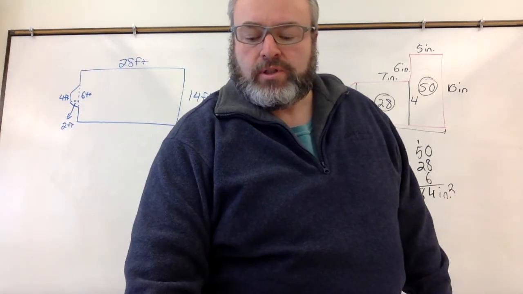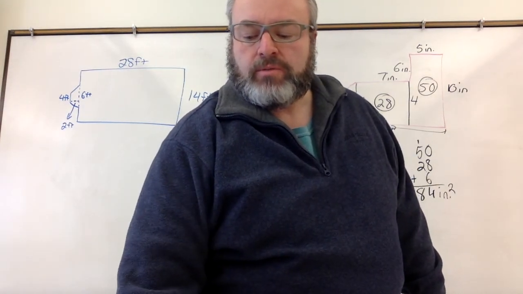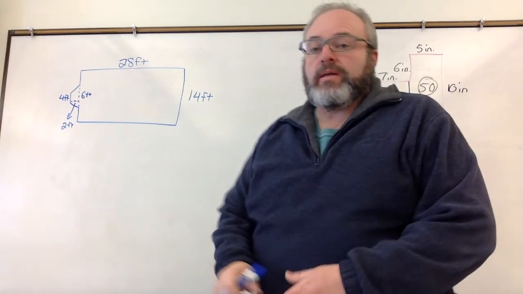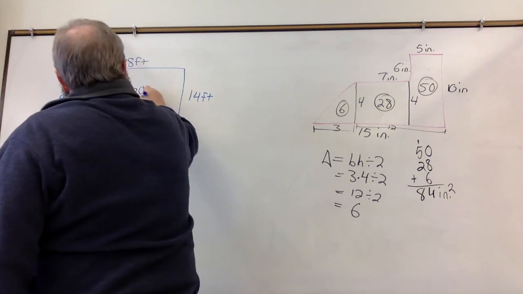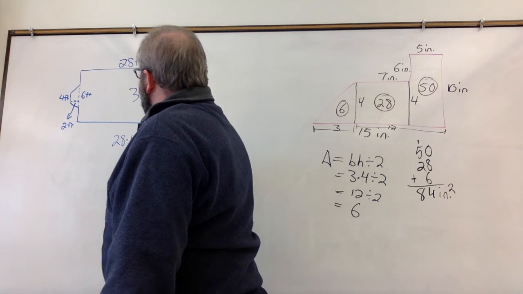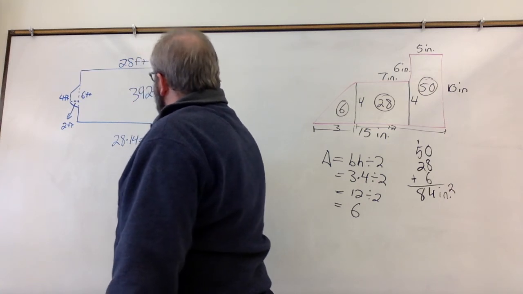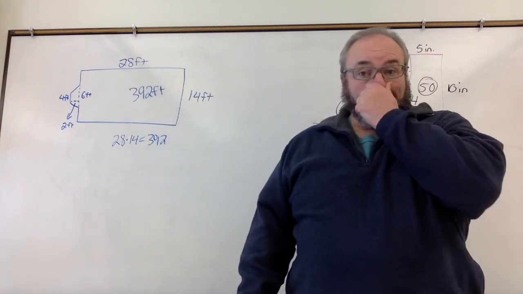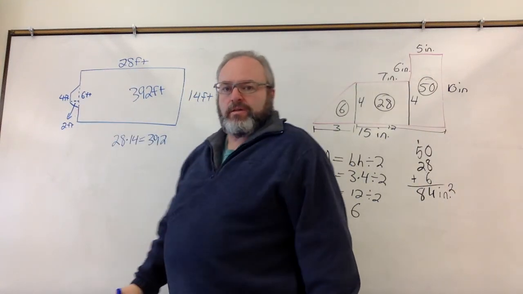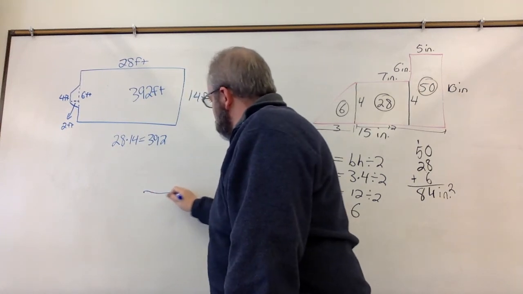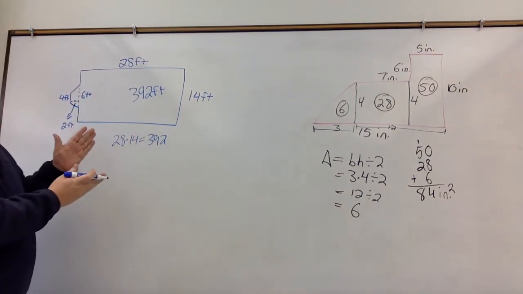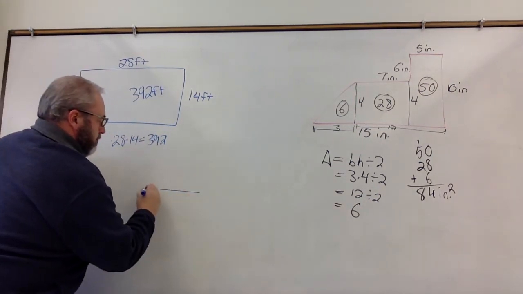Big rectangle, 28 times 14. I'm going to use my calculator because I don't want to make a mistake on that. And I get 392 square feet. So that's 28 times 14 equals 392. Now, I'm actually going to redraw this trapezoid so we can see it a little better. I'm going to turn it on the more traditional side of the trapezoid.